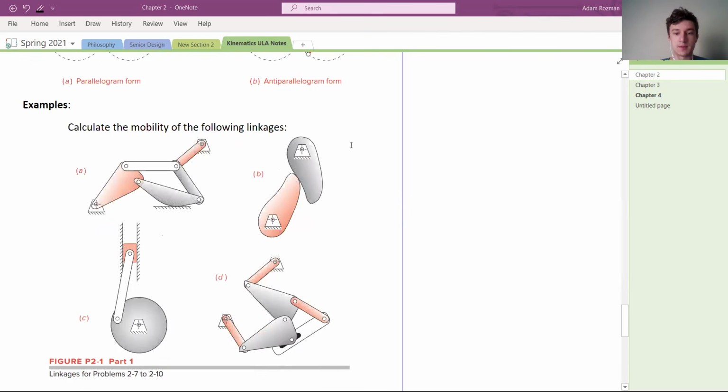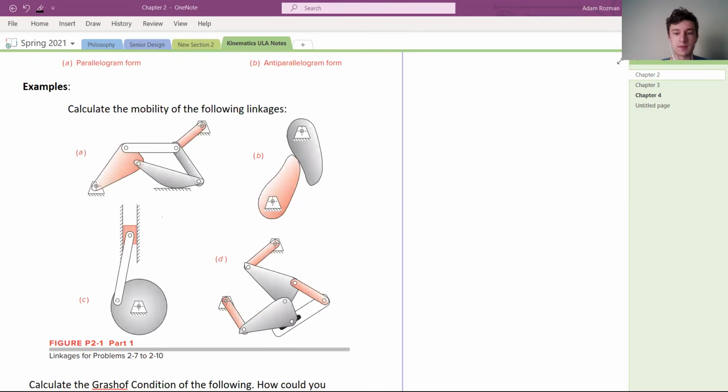So I'm just going to go over some basic examples of calculating mobility, which I think can be beneficial. Is there anyone who would like to volunteer to try to solve some of these examples? If not, I can at least start with a couple, and then if someone would like to try.